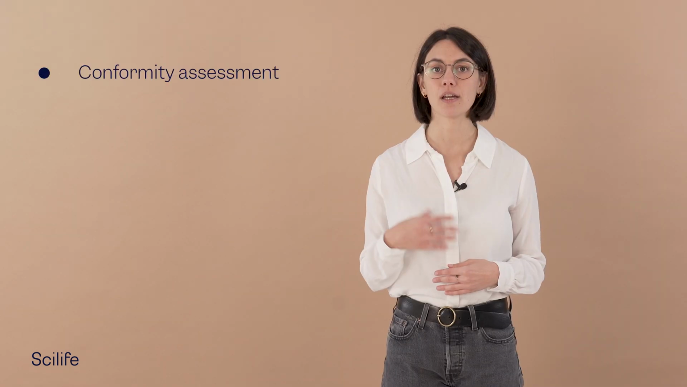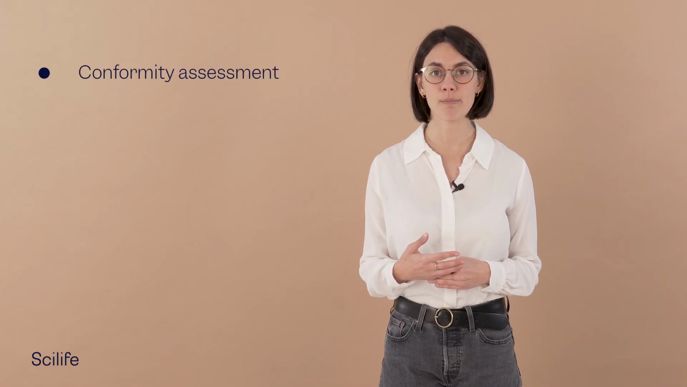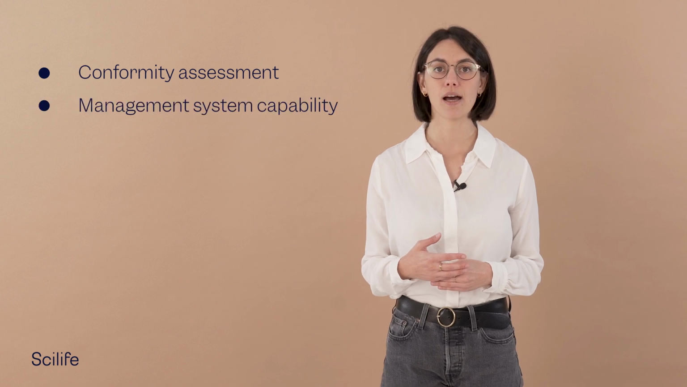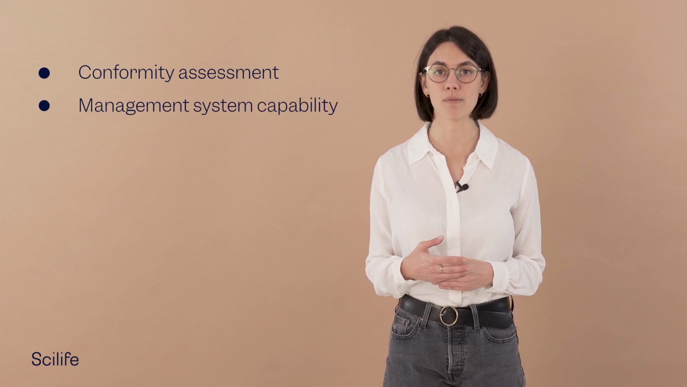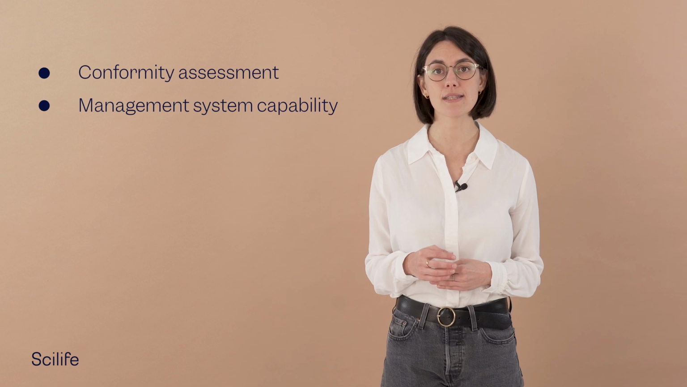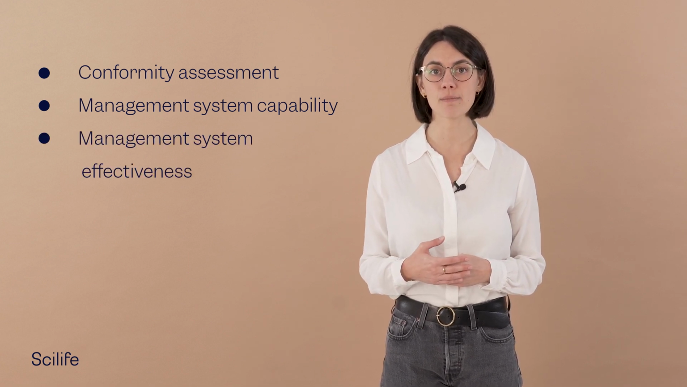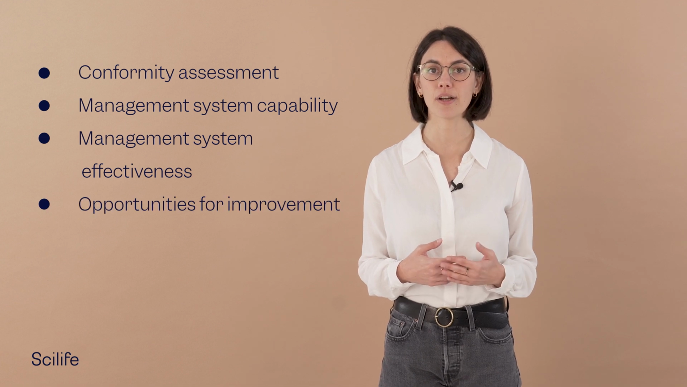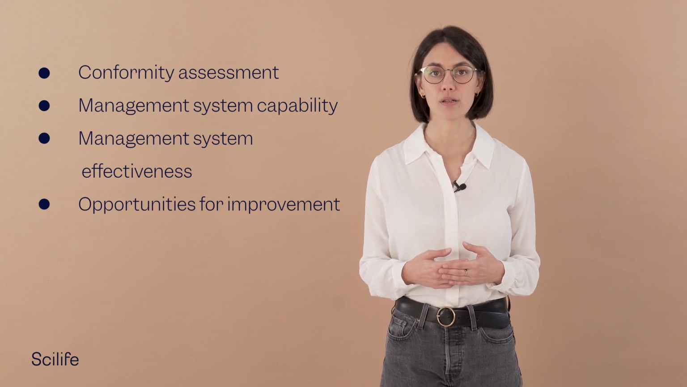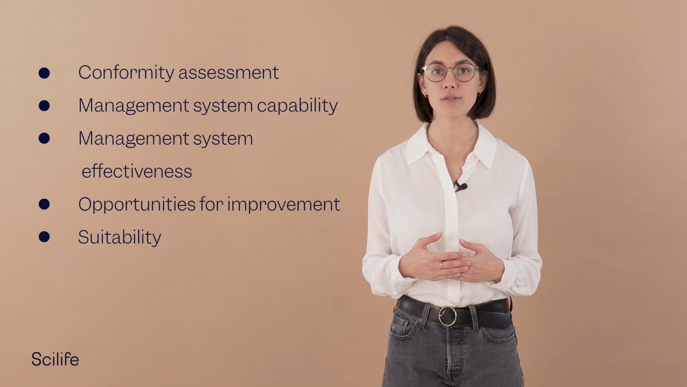Let's begin by discussing audit objectives. In this case, it refers to what the audit will evaluate. Audits might have the following objectives: evaluating the extent to which the management system is conformant, identifying the capabilities of the management system, or assessing how well objectives are met, determining the effectiveness of the management system, identifying opportunities for improvement, or even evaluating the suitability and completeness of the management system.